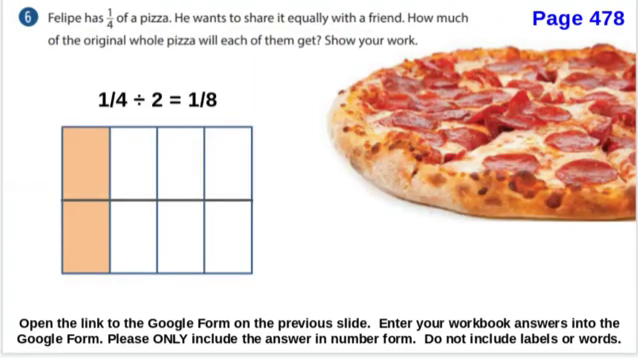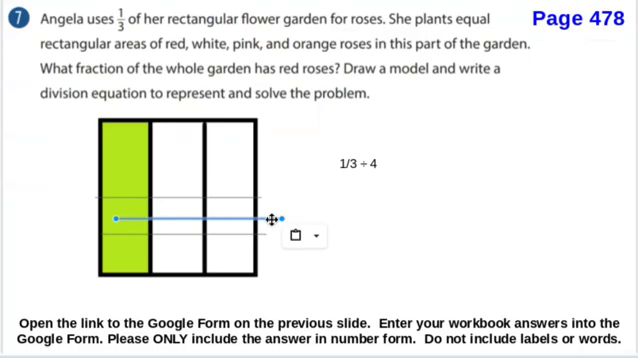Whoops, sorry about that. Let me get this line here and put it right up there.